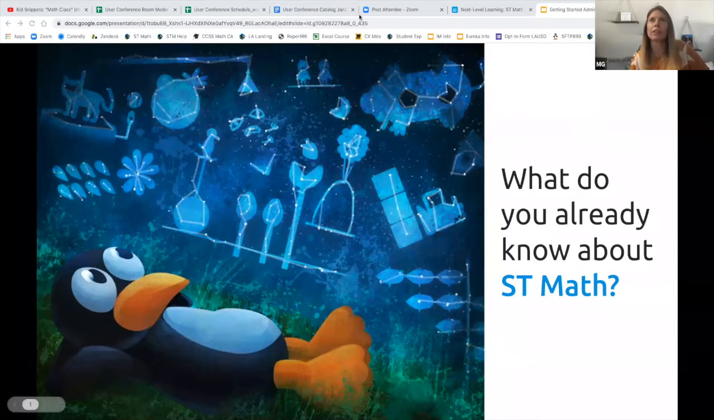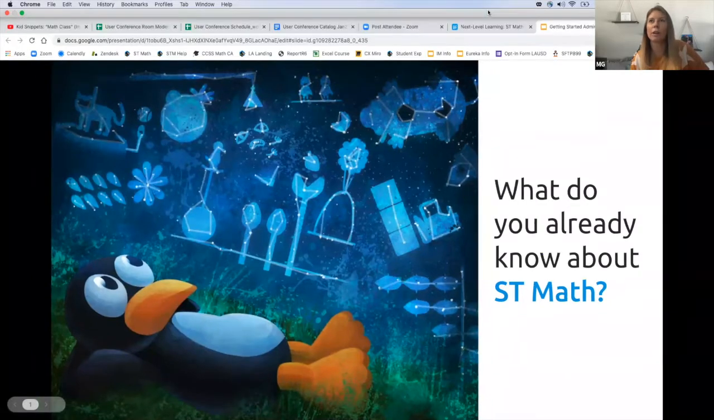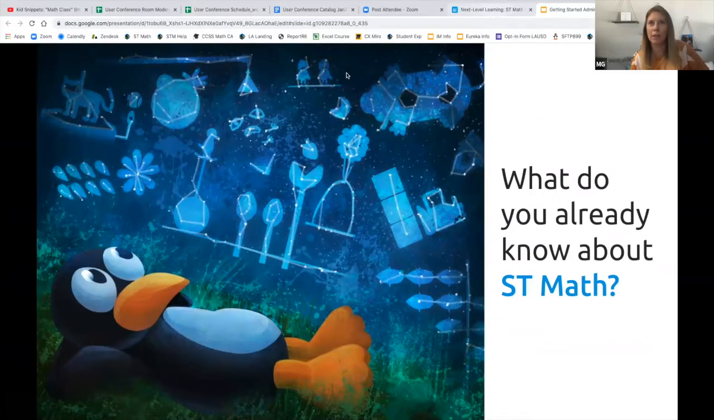Let's start here. Tell me in the chat, what do you already know about ST Math? And it can be anything. It could be nothing. It could be, there's a penguin. What do you already know about ST Math? Share in the chat with us. This is just going to help me to understand a little bit better about where we're at as a group.